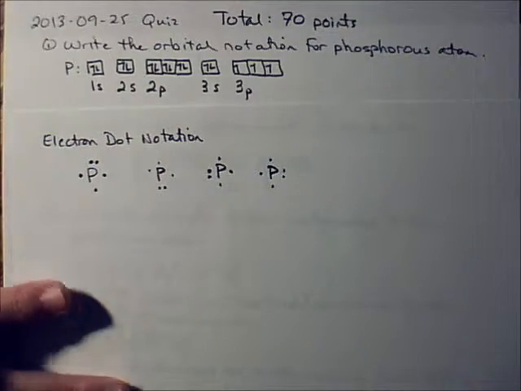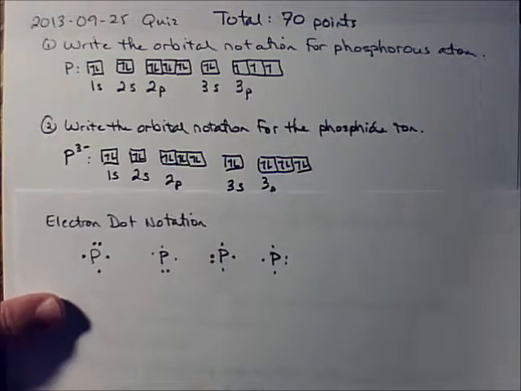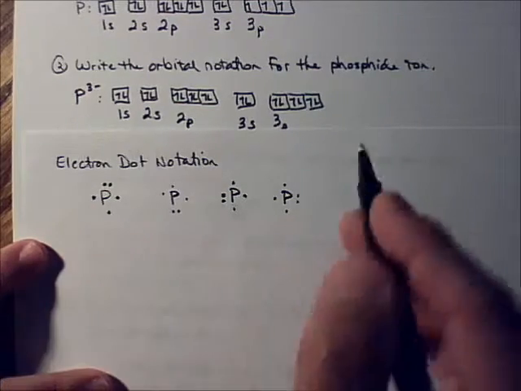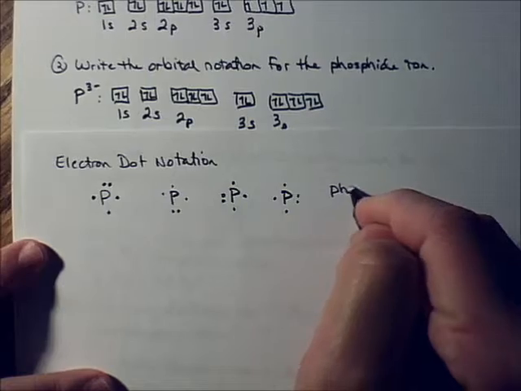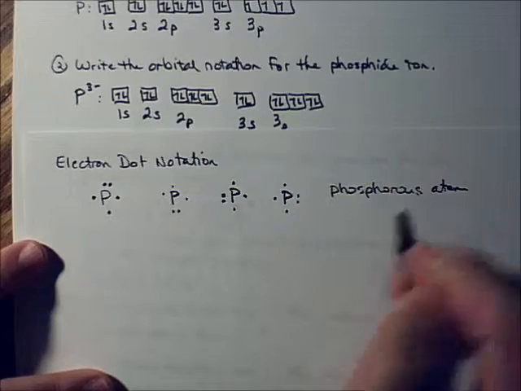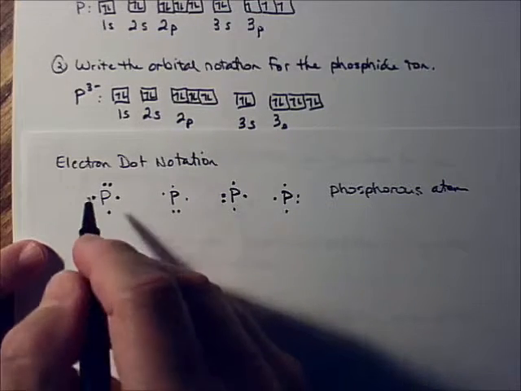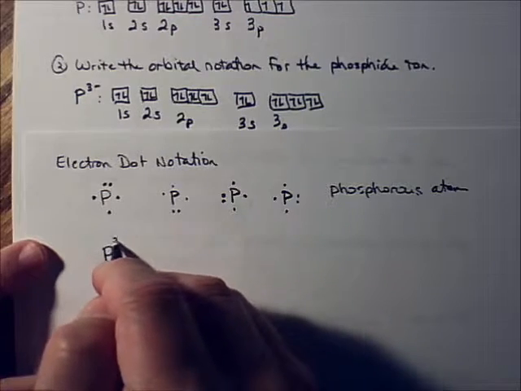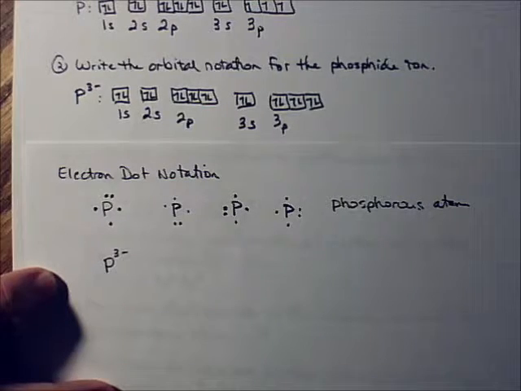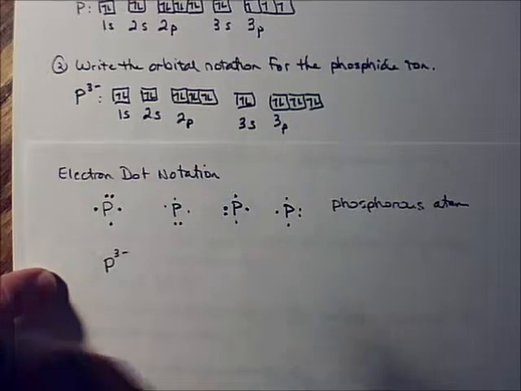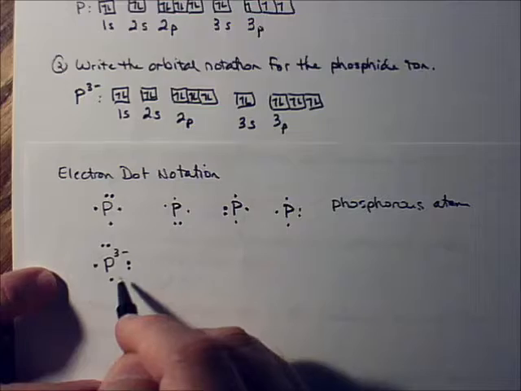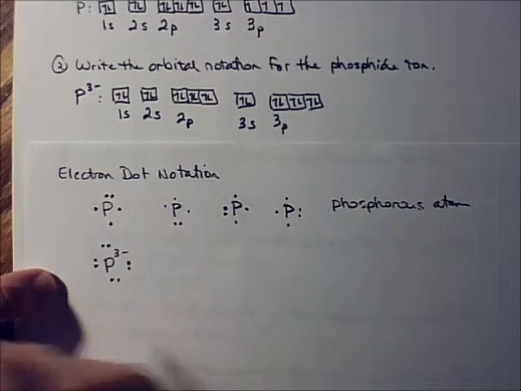Okay? Now, what would be different is how do we write the electron dot notation for the phosphide ion. So this is the phosphorus atom. Then for the phosphide ion, you have to have that charge on there. And how many electrons are in the highest energy level, which is the valence level of the phosphide ion? 8. One dot on each of the 4 sides, and go back and pair them up until you have a total of 8. And so a phosphide ion looks like that.